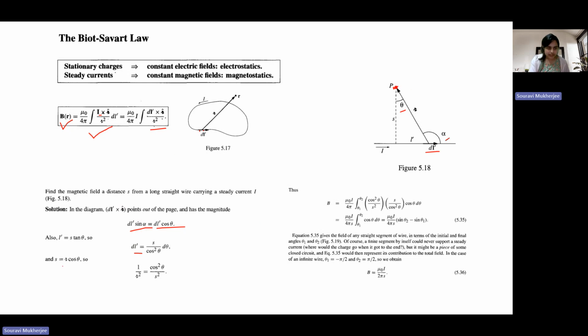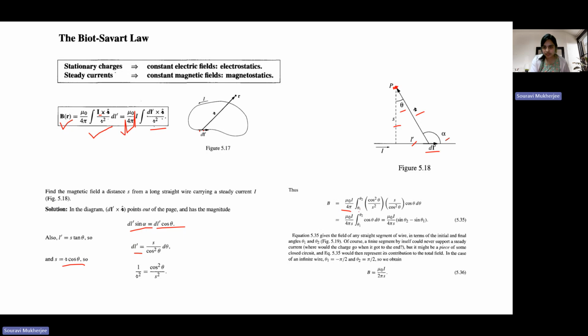So what is the effective distance? What is the perpendicular distance? This is L, this is L prime, this is s. So what is the value of r? Once you know all that, you can substitute it in the general form, right? So B is equal to mu 0 I by 4 pi.